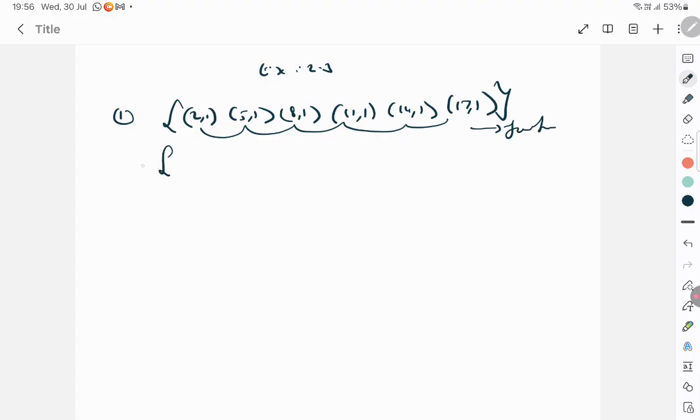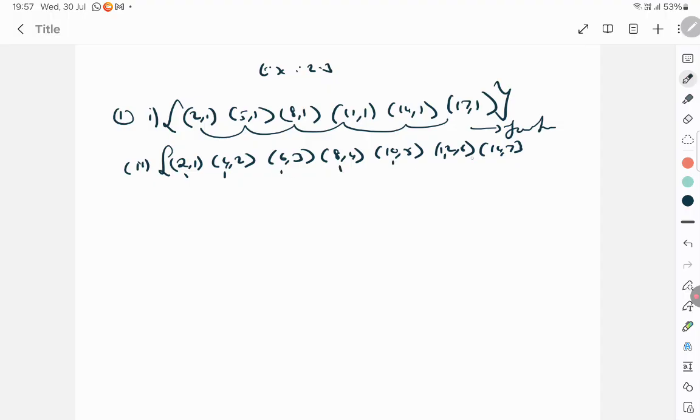So let's go to the next sum. Second subdivision, the first sum is (2,1), (4,2), (6,3), (8,4), (10,5), (12,6) and (14,7). So let's see, 2, 4, 6, 8, 10, 12, 14. Yeah, so it's also a function because the first element is occurring only once.